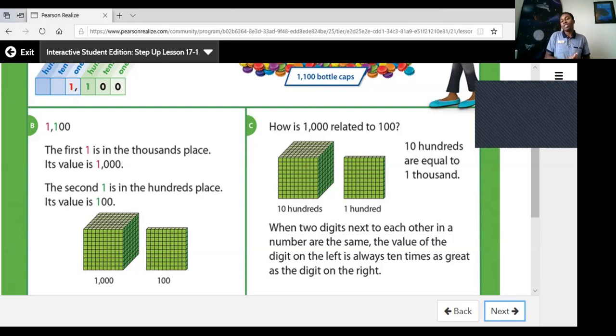When two digits next to each other in a number are the same, the value of the digit on the left is always 10 times as great as the digit on the right, okay? Now I'm going to flip the page for another example, and then I'm going to tell you what you're going to need to do, and I'm going to show some examples, and you'll be on your way to do your independent work, okay? Let's move to the next page.